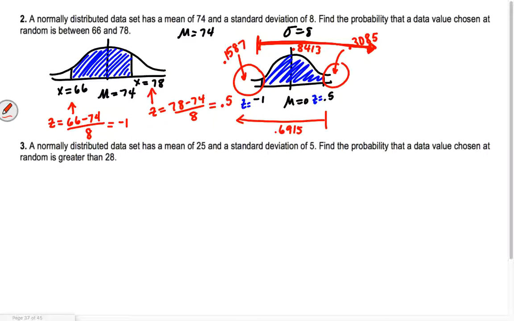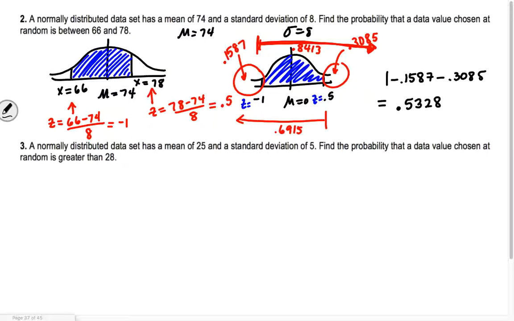Just flip it. So our final answer is 1 minus the 0.1587 minus the 0.3085, those two tails. So what do we get? Do 1 minus 0.1587 minus 0.3085. Did you guys all get that? 0.5328? Okay, perfect. Do you see it? So we're just doing one step at a time. You're changing your x values to z's, and then we're doing what we did at the beginning of class.